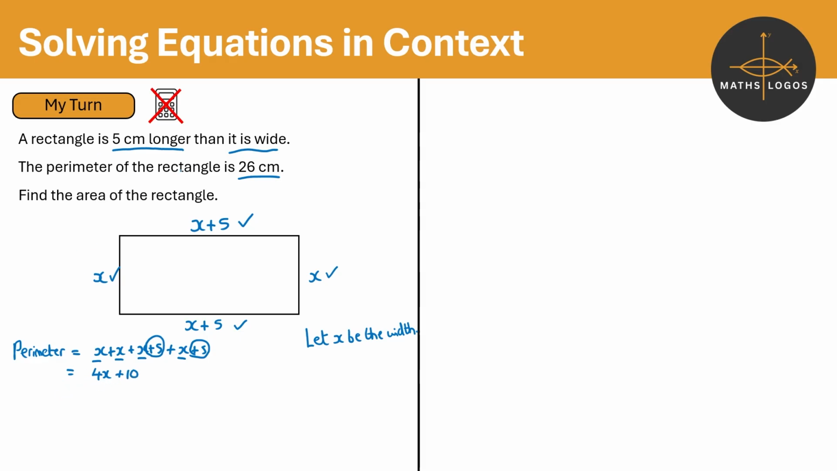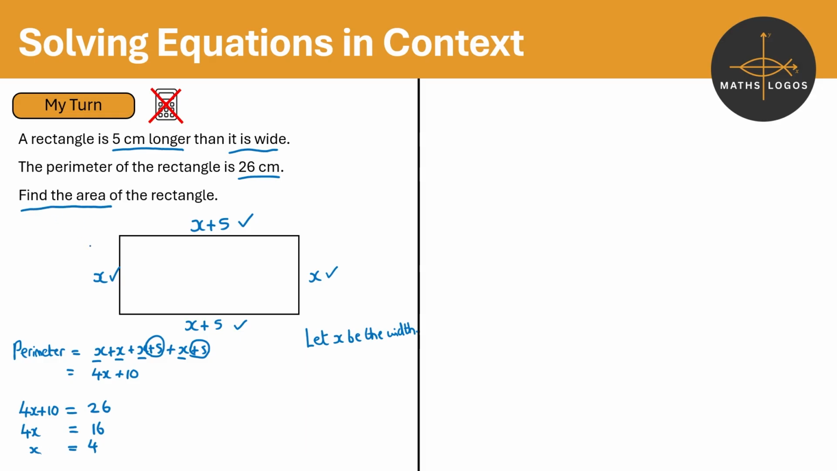I also know that the perimeter of the rectangle is 26 centimeters. What I can do is I can let 4x add 10 be equal to 26. And then I solve this two-step equation. So subtract 10 from both sides, giving you 4x equals 16, and then divide both sides by 4, x equals 4. So I don't want to stop there and assume that I finished the question.